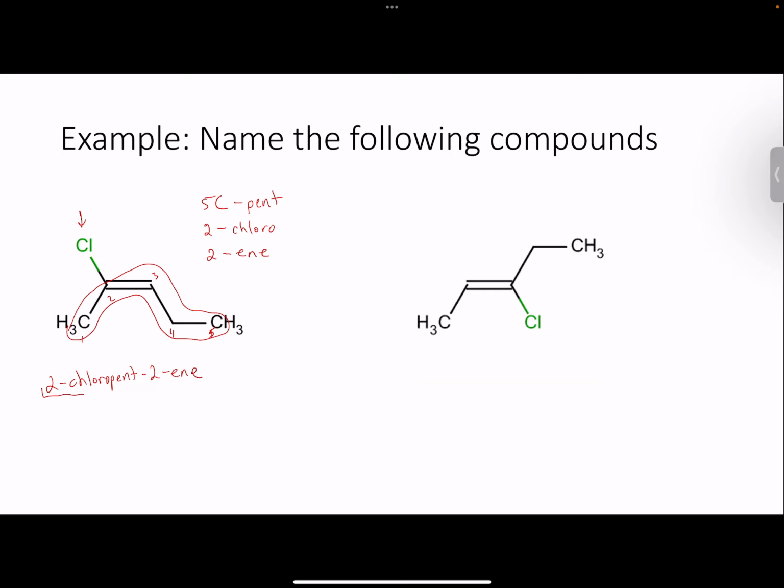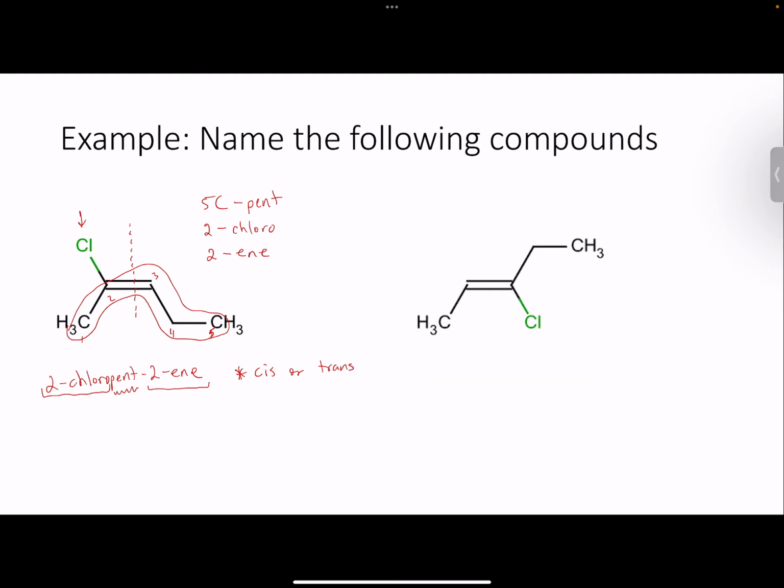And again, for you to see it, there's the branch, there's the parent chain, and there's a variation of the parent chain. If this was an alkane, we would just have 2-chloropentane. Now, because it's an alkene, we need cis or trans. So what I'm going to do is look at my double bond.